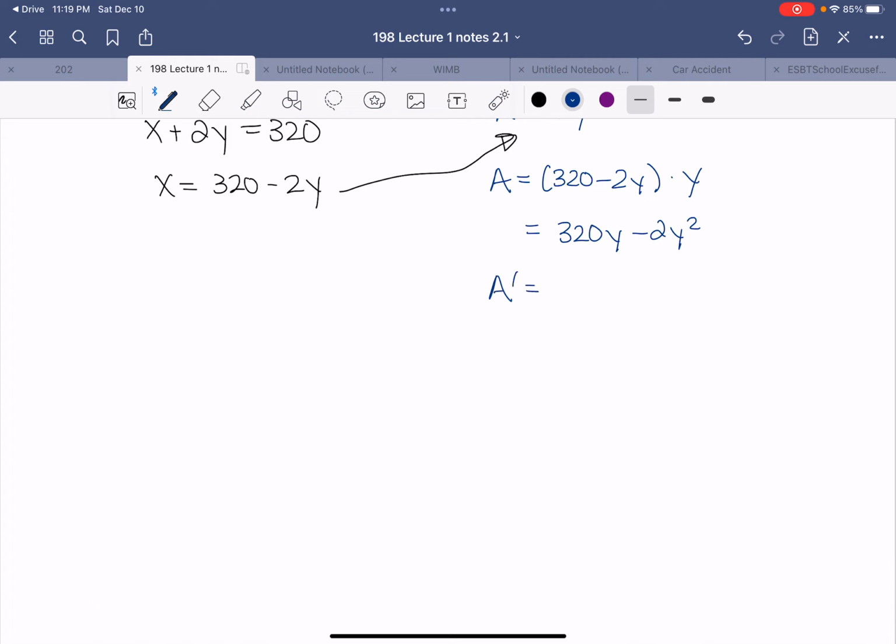And then I'm ready to go ahead and take the derivative to find my maximum area. So that derivative of the area would be 320 minus 4y, and we're setting that equal to 0. Add your y to the other side, divide by 4 gives you y equals 80 feet.